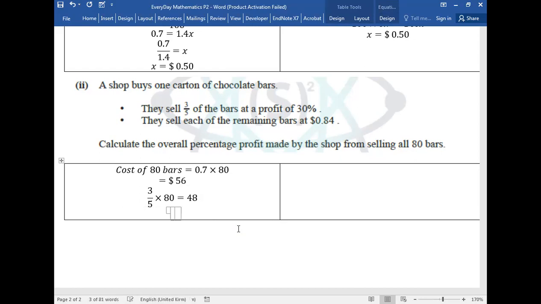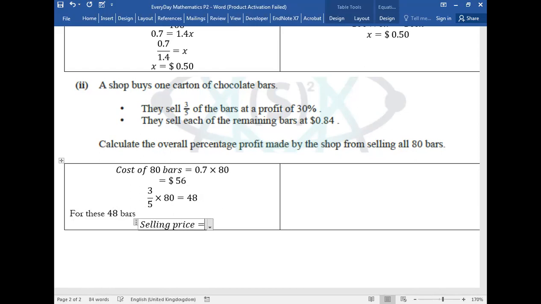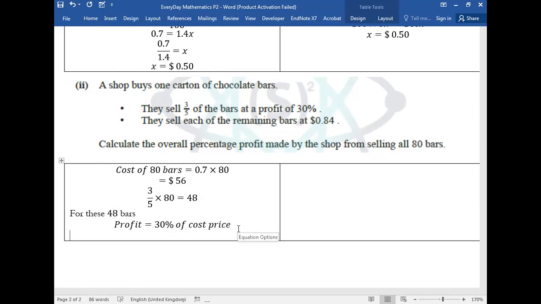So can I say for these 48 bars, selling price is equal to, or we just have to find the profit, find the profit. Profit is equal to 30% of cost price. Agreed or not? I am not finding the selling price now. I am rather directly finding the profit. Why am I doing so? Because I've read the question. The question specifically wants the profit. So why should I find the selling price? I should just figure out the profit. Profit is 30% of cost price.